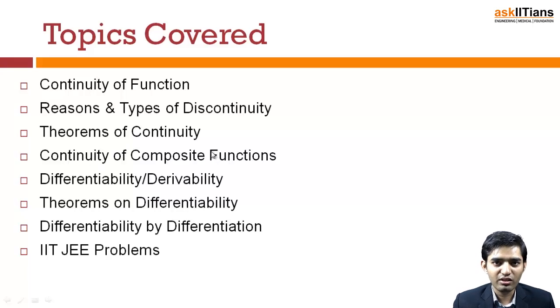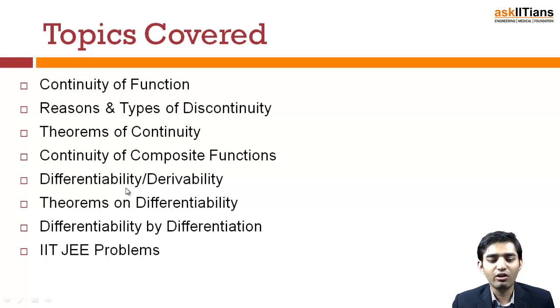What are composite functions? Composite functions are those functions basically if there are two functions, and the input of one function becomes the output of another function, or the output of one function becomes the input of the other function, then such type of functions are called composite functions. So we will talk about the continuity of composite functions also.